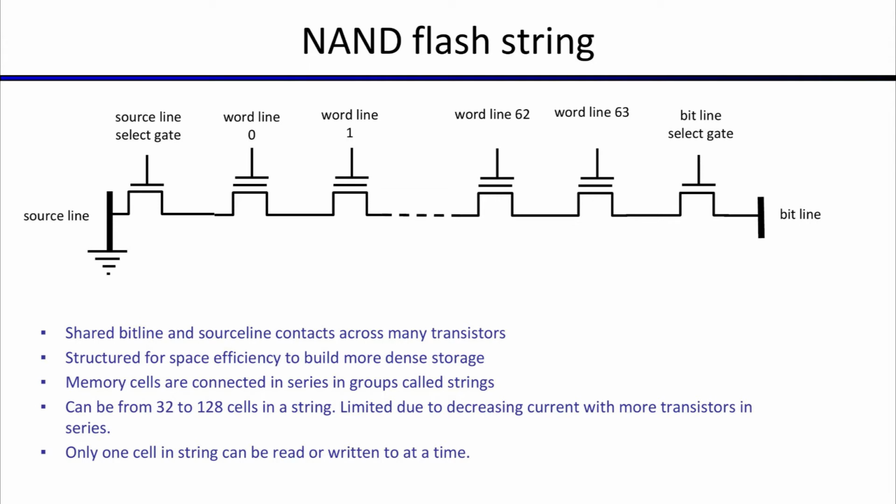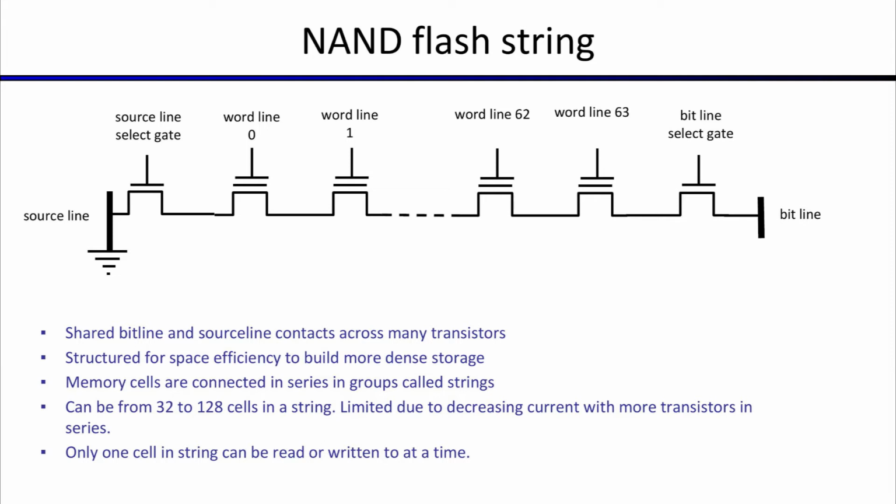The first building block for that is a NAND flash string. Instead of just having a source and drain, with every transistor having its own contacts, they are actually put in a serial string, a bunch of these, between 32 and 128 cells in a string. There is only one source line at the beginning and one bit line at the end. It is done this way because you get space efficiency.